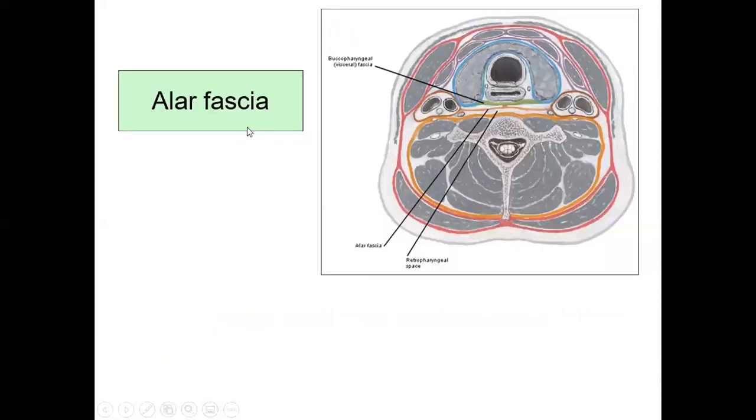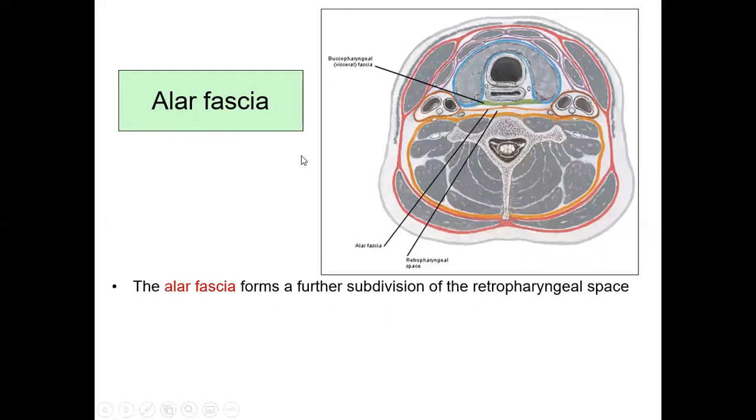Okay, we have another very important structure here, which is known as the alar fascia. This is the part that you can see from the superior view. So this is the alar fascia. The alar fascia forms a further subdivision of the retropharyngeal space. Actually, this is the retropharyngeal space, so it forms another subdivision of it.